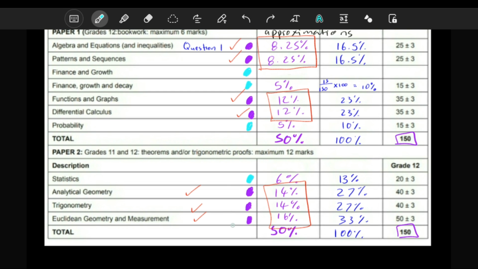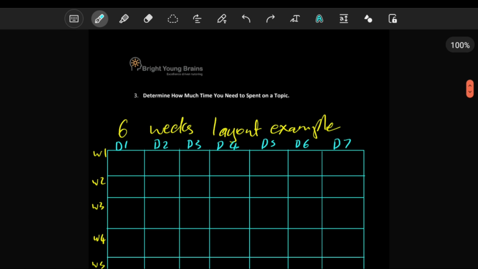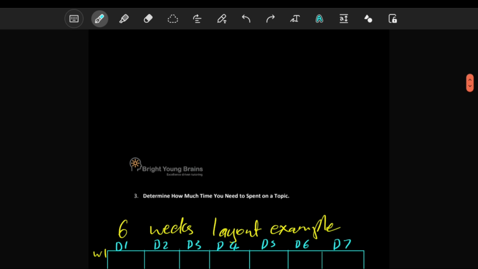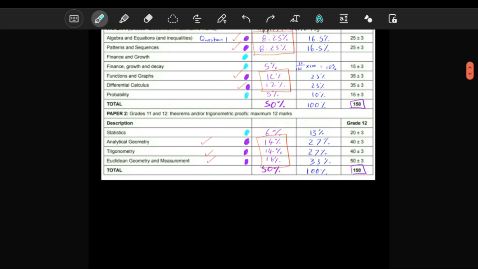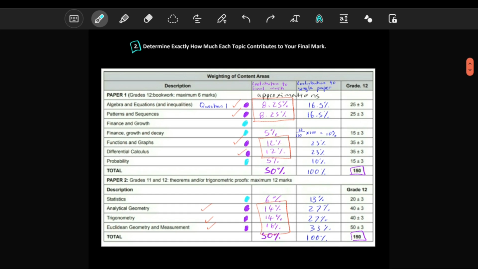I would maybe go through Euclidean geometry, and then next look at something like functions and graphs, and then go through trigonometry, and then differential calculus, and then analytical geometry, and then maybe go through question 1 questions, alternating, going on and on. So in terms of determining how much time you need to spend on a topic, this is what you need to do.